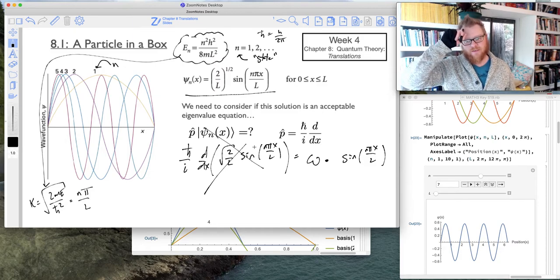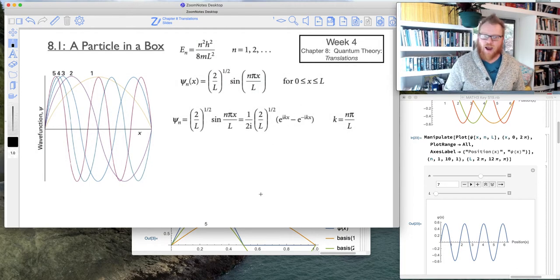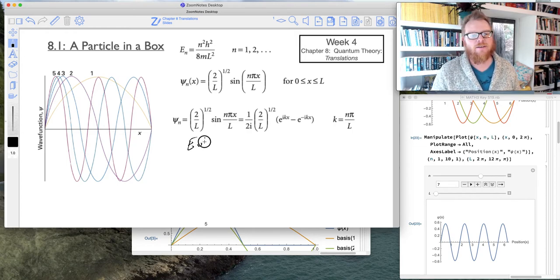Is it a problem that we can correct? The short answer to that is yes. And we can correct this problem by using the Euler relations, okay? So now if we reimagine this wave function that we've come up with, here it is, the wave function for our particle in a box, I can rewrite sine as the following: 1 over 2i times that normalization constant times e to the ikx minus e to the negative ikx. So this is the same two equations, okay?